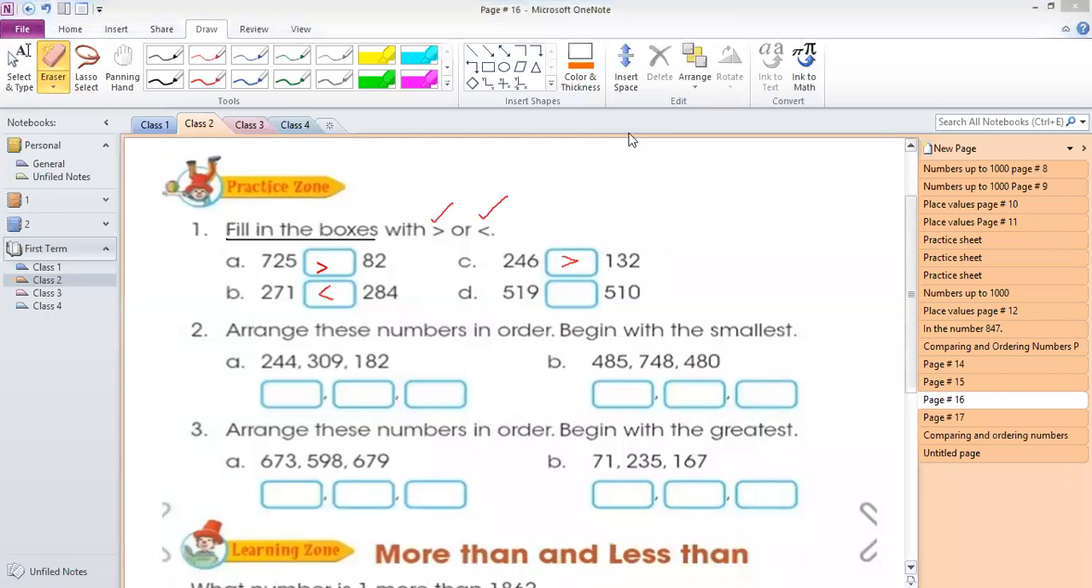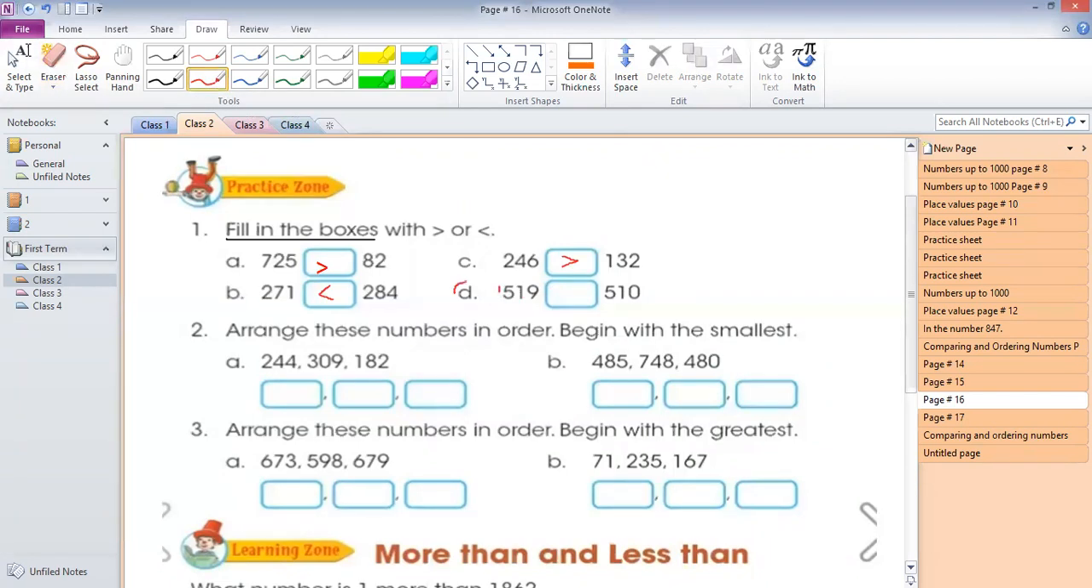Guys, Hamza Sayyed said that 246 is greater than 132 and we should put the greater than sign. Is it correct answer? Yes. Yes, sir. Very good, very good. Now we will come to D.